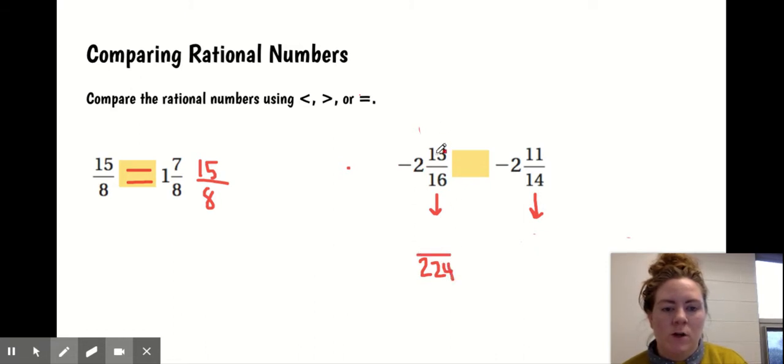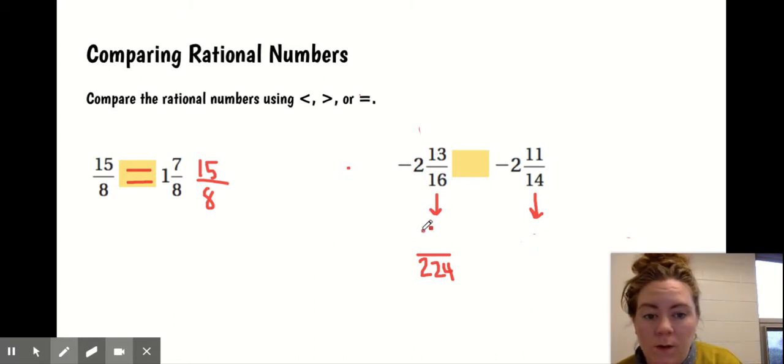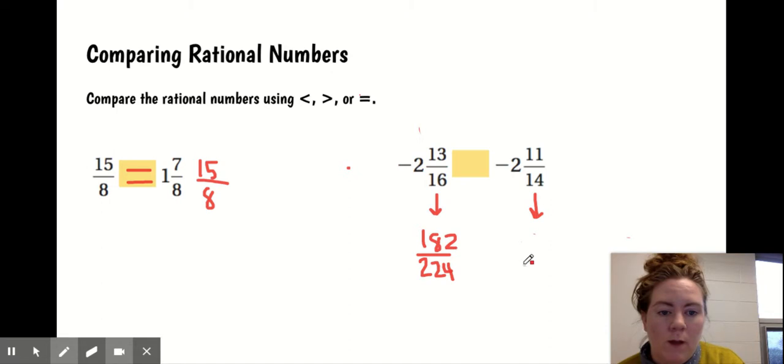So on this fraction, I'm multiplying everything by 14. So 13 times 14 is 182. And on this side, I'm multiplying everything by 16. So 11 times 16 is 176. And it's really kind of your choice, whatever way you feel most comfortable with.